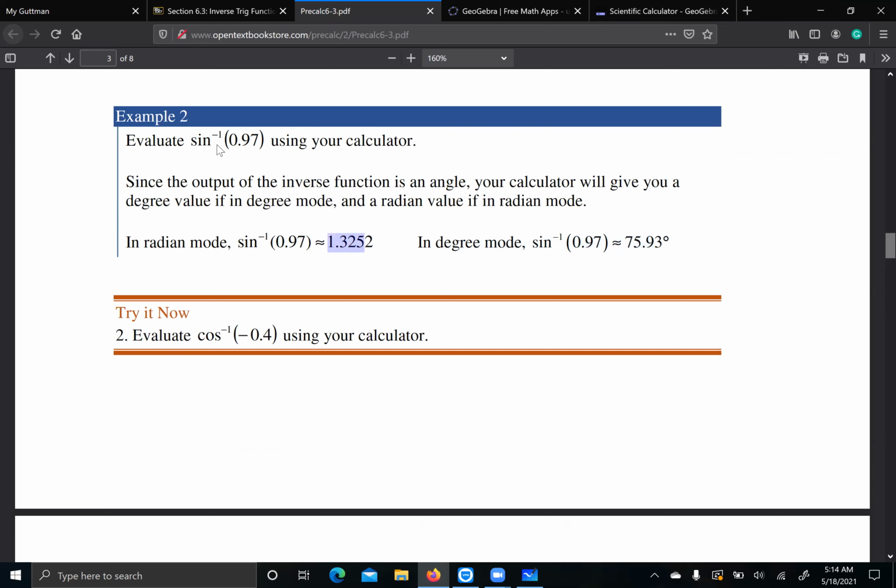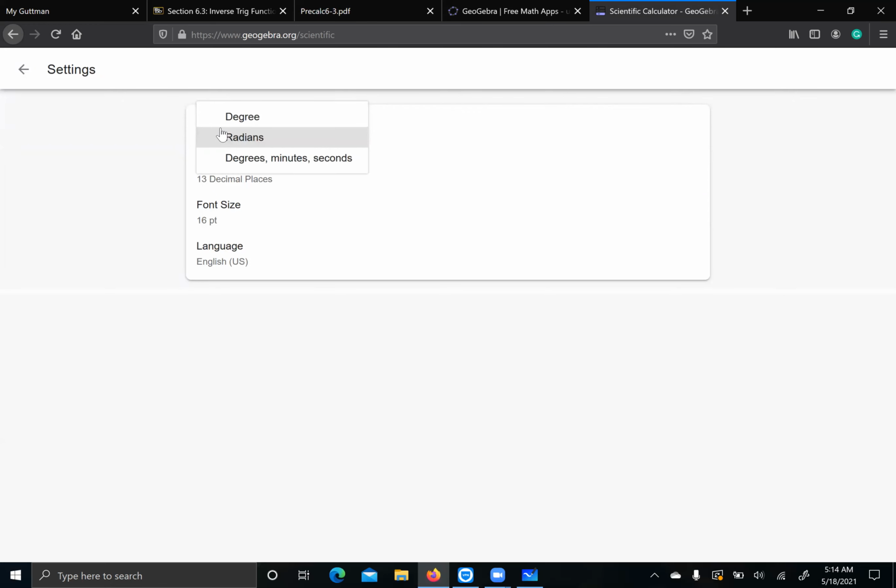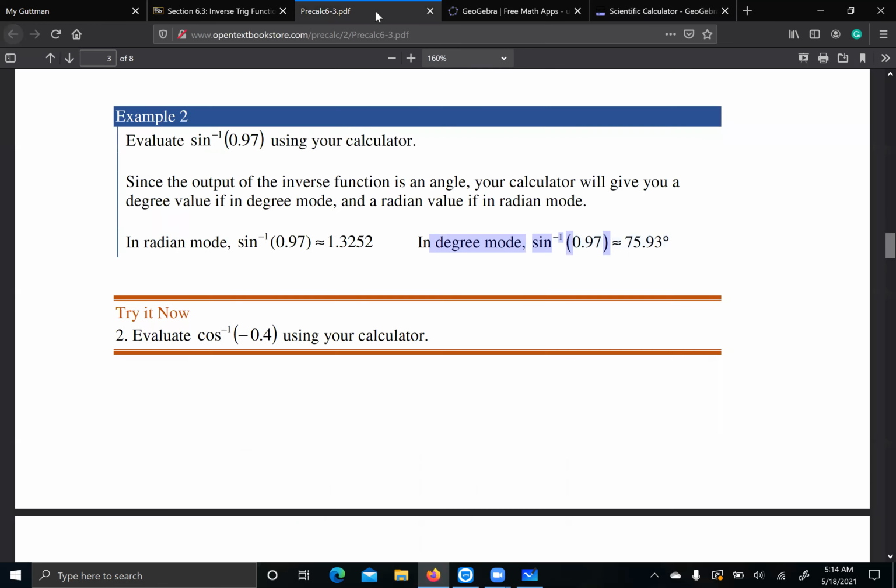So be careful when you use your calculator. It could be in radian mode, it could be in degree mode. If the question asks you for a specific measurement, make sure you go to the setting and change it to the appropriate measurement.